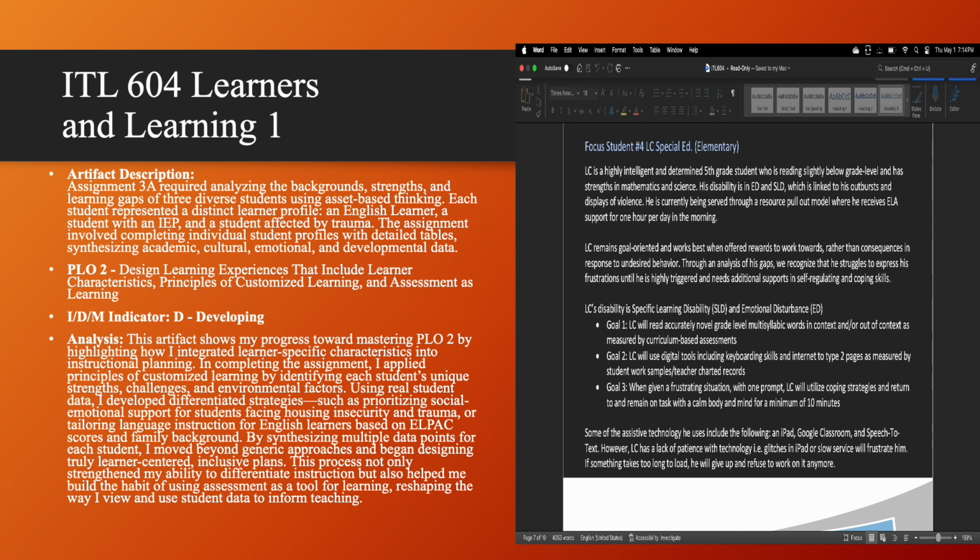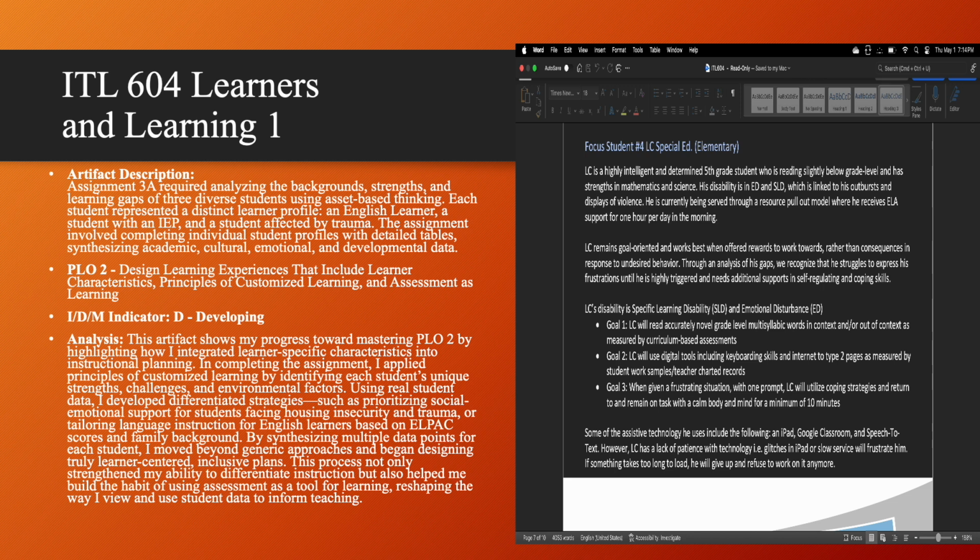And for this assignment, I have associated it with PLO 2, Design Learning Expectations that include learner characteristics, principles, and customized learning and assessment as learning. And for this PLO, I have given myself a D for developing. The analysis is that this artifact shows my progress towards mastering PLO 2 by highlighting how I interpreted learner-specific characteristics into instructional planning.